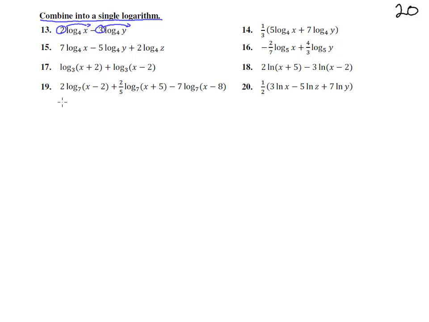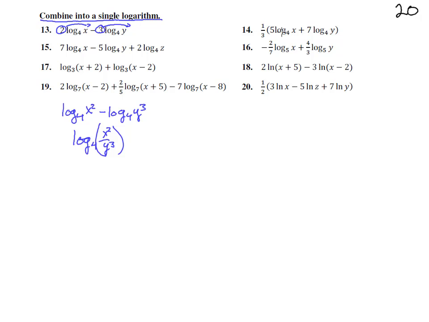Let's do it. Number 13 is going to be log base 4 of x squared minus log base 4 of y cubed. And the subtraction means that these two things can be put into one logarithm, log base 4 of x squared over y cubed. And there we go. Number 14.